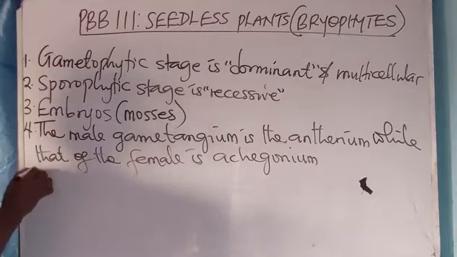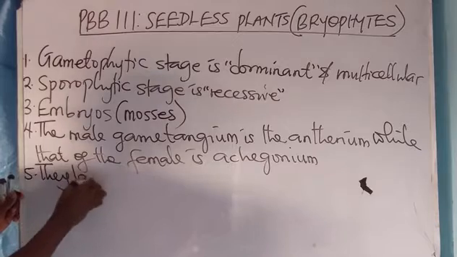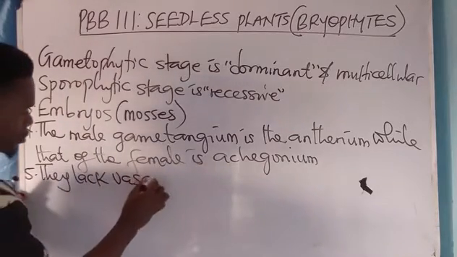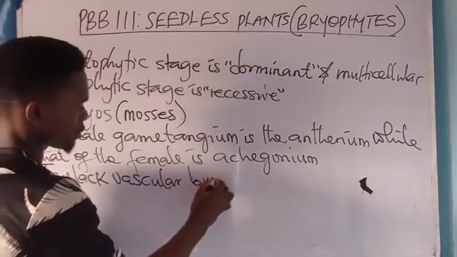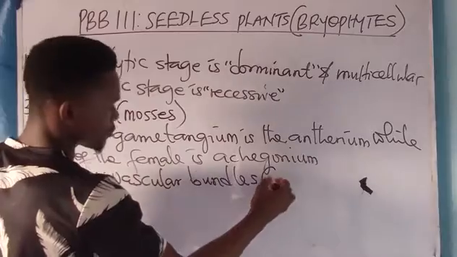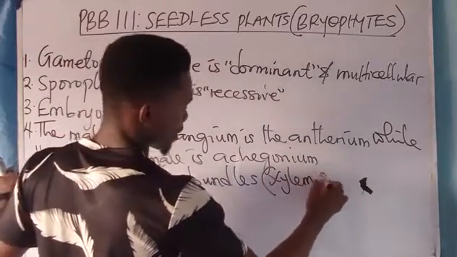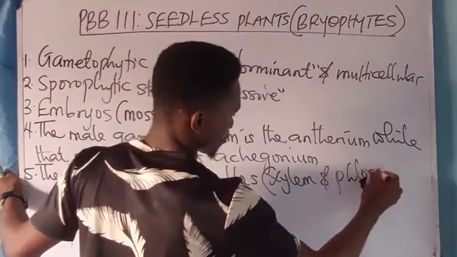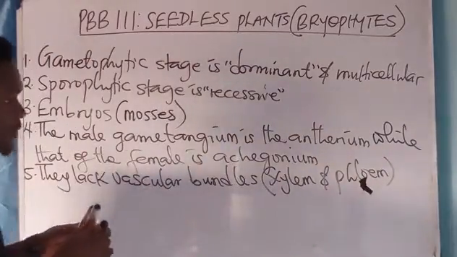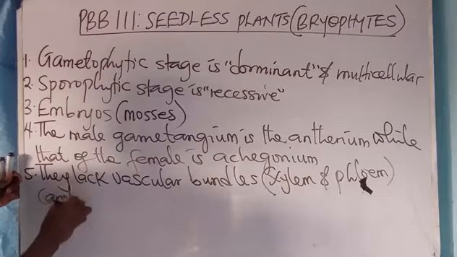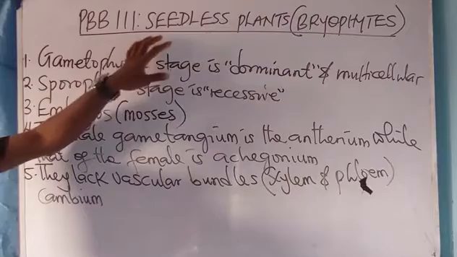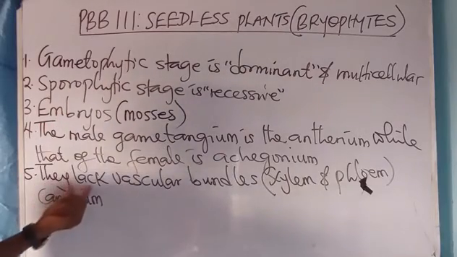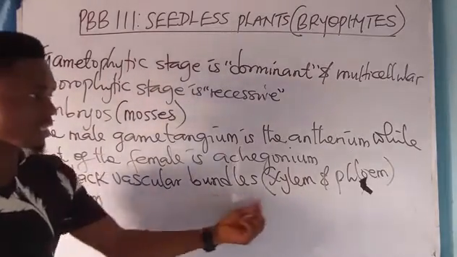Another feature of the bryophytes is that they lack vascular bundles. And of course, vascular bundles are made up of xylem and phloem. Sometimes they also lack cambium. Please take note, in bryophytes there is a lack of vascular bundles, that is xylem and phloem.